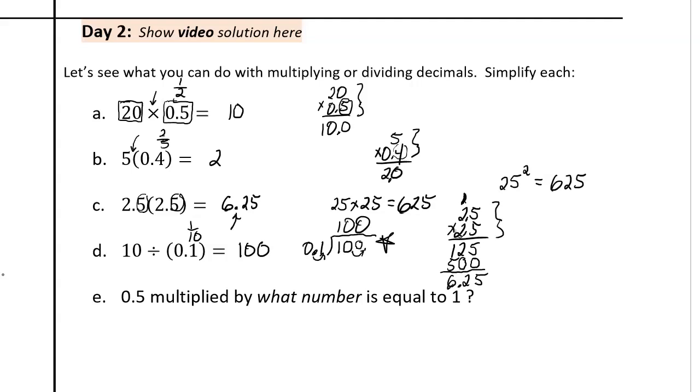Now question E, 0.5 multiplied by what number is equal to 1? What is the connection between starting with 0.5 and ending up with an answer of 1? How is 1 related to 0.5? It's twice 0.5. So the number you multiply by is 2.